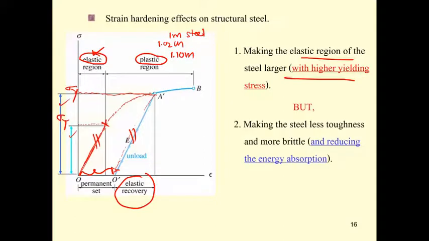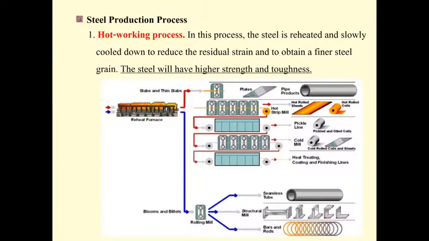But it also has a drawback. Usually it can elongate following this last line, but this is going to be reduced to the orange line. So your material is going to get more brittle. And the energy absorption of this material is also less, since the area under the stress strain diagram is reduced.